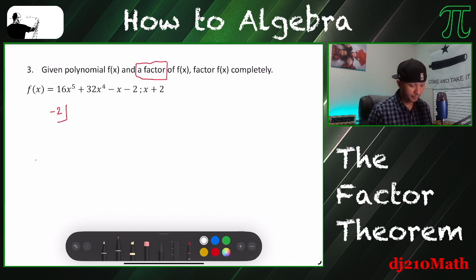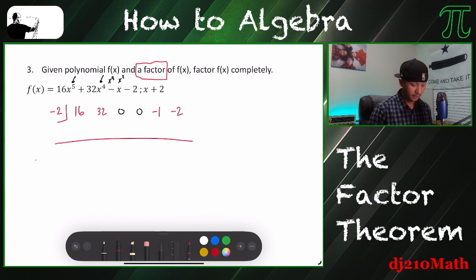And then we just grab the coefficients. So we first check to see. So x to the 5th, we're good. x to the 4th. Notice there's no x cubed and there's no x squared. So we're going to have to compensate and put zeros to hold the place. So we're grabbing the coefficients. We have 16, 32, and then 0, 0 for x cubed, x squared, -1, -2. Okay. Start the process.